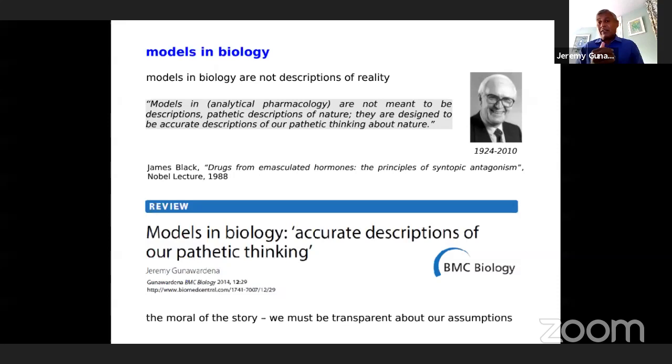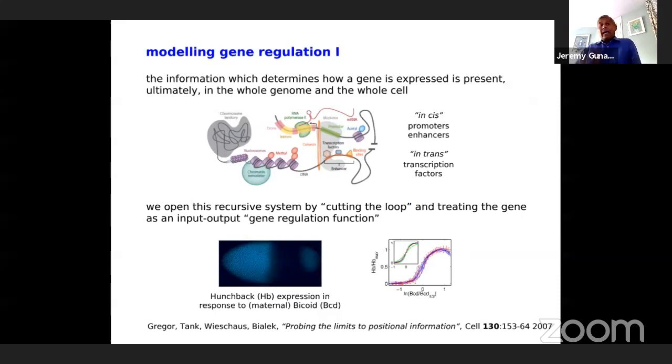Okay, so with that, let me say something about the kind of approach that we're going to take. I think it's helpful, as I said, to be transparent about our assumptions. So let's think about building models of gene regulation. There are two sets of assumptions. The first set are the background assumptions, the things that we have to assume because we don't really know how to do it any other way. And then there are foreground assumptions, which you can take or leave depending on the problem you're looking at. So the background assumptions.